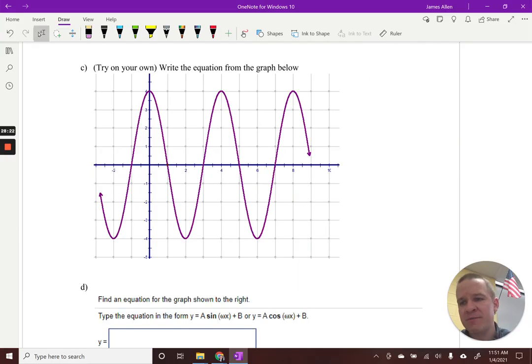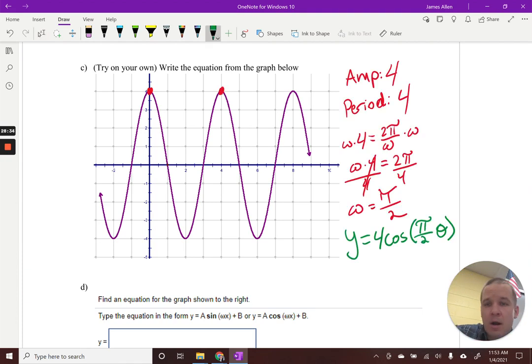All right. For this one, to save time, I'm just going to let you guys pause it, try it, write the equation, and then I'll toss the information up there. So go ahead and hit pause. I said hit pause. All right. Hopefully you guys got that right there. Y equals 4 cosine pi over 2 theta or x or whatever variable you chose.